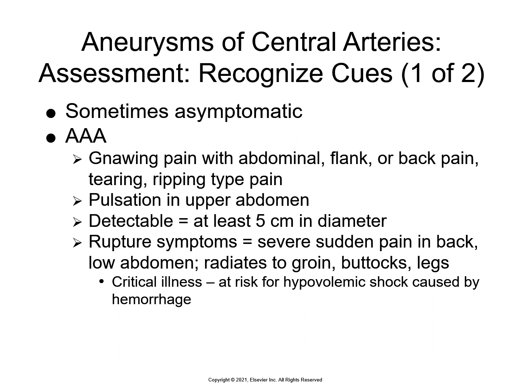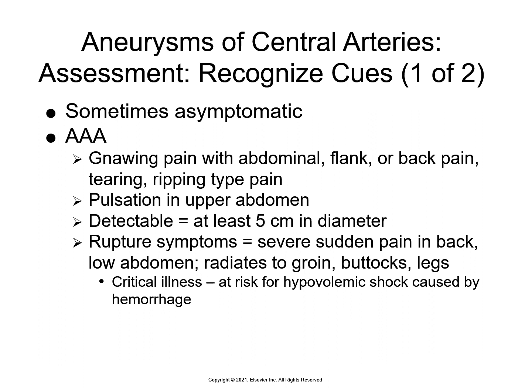They might have a pulsation in the upper abdomen, which you would not touch. You don't want to cause it to burst. It might be detectable if it's at least 5 centimeters in diameter. If they have a sudden severe pain in their back or lower abdomen that radiates down to the groin and buttocks and their legs, this is a critical illness. This is a critical time. They're at risk for hypovolemic shock, which is caused by bleeding out into the abdomen. They are classified depending on where they occur.